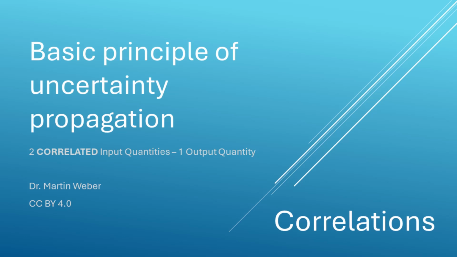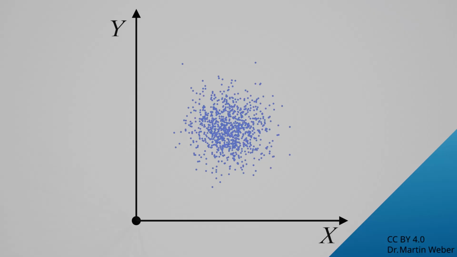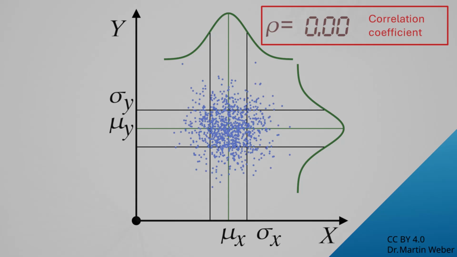Welcome to the third part about uncertainty propagation. In this video I will discuss correlations in more detail. Let's recall the uncorrelated case from the previous video. It shows a point cloud of randomly distributed values and the probability distributions along the axis. To motivate correlations, I will introduce a simple example.